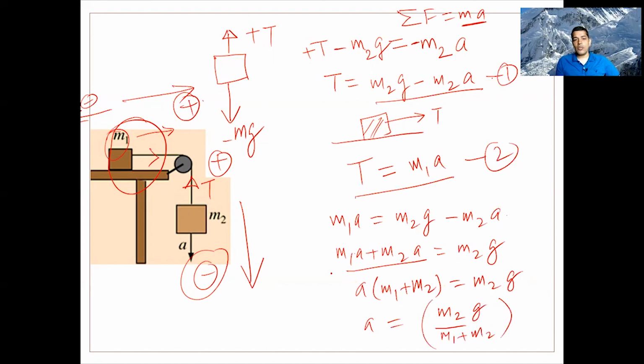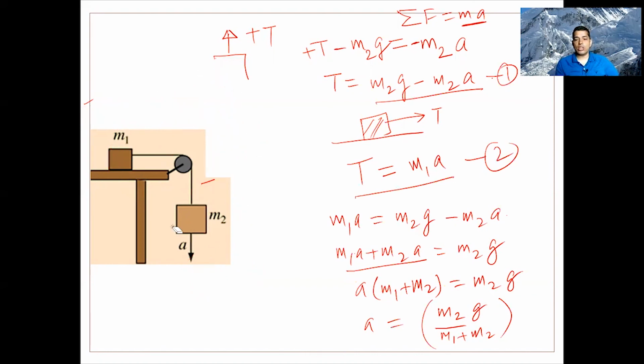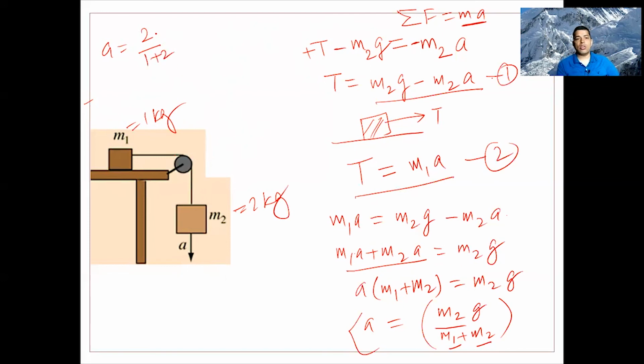If I give you, let's say, m1 is 1 kg and m2 is 2 kg. This is your 2 kg, this is your 1 kg. Then what is the acceleration? Let's plug this in here. a equals m2 is 2, over m1 is 1 plus m2 is 2, times g. What is the value of g? g is 9.8. So this is 2 over 3 times 9.8, and whatever you have, it is in meters per second squared.